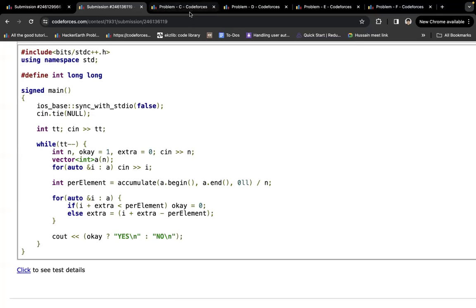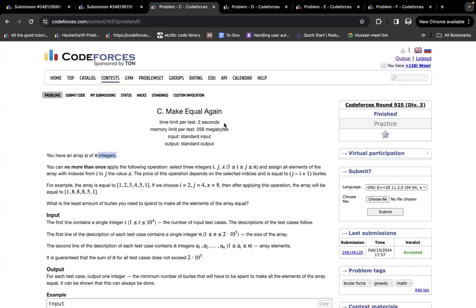So moving on to the next question, right? Make Equal Again. So you have an array of n integers. You can apply this operation no more than once. What does this mean? You can either apply this operation 0 times, or you can apply this operation 1 time.